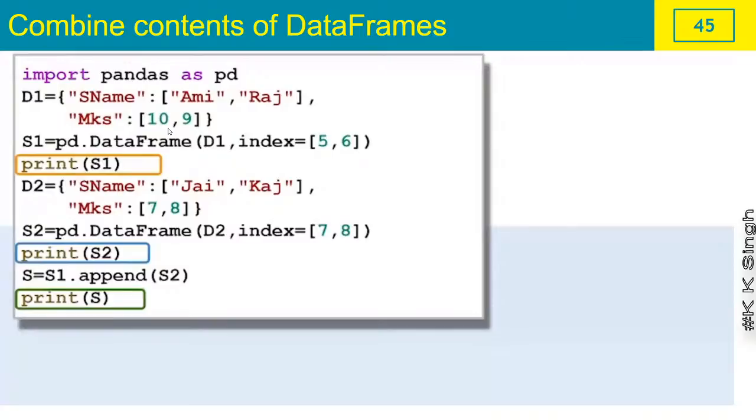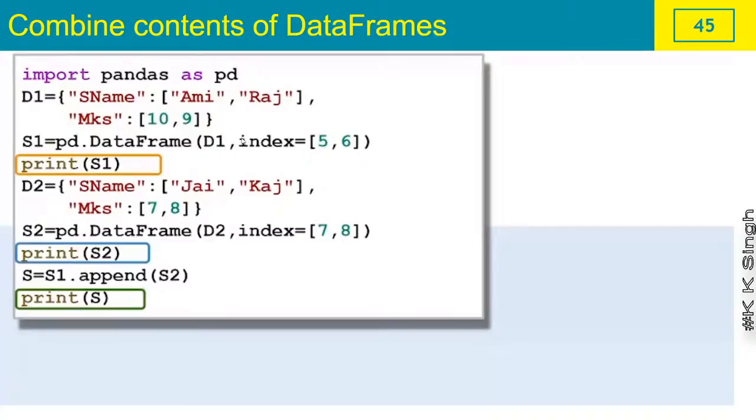If we make a data frame from this, and if I omit index, then what happens in this case? 0 and 1 will be taken into account, and Ami and Raj will be the column names. And below Ami and Raj, you'll find 10 and 9 marks. And indexes by default will be 0, 1, 2, 3, and so on.